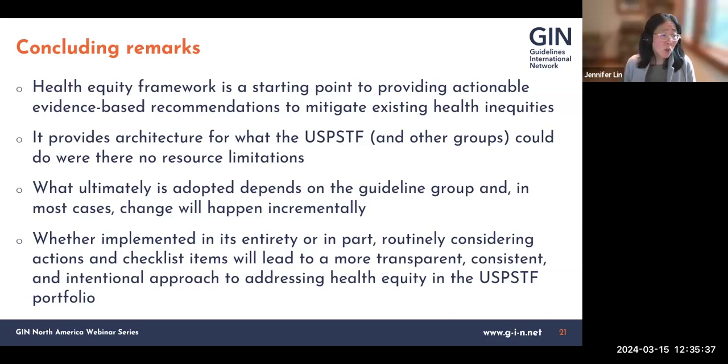So because we live in the real world, I think what gets adopted into a guideline group and by the task force really depends on a lot of other practical and external circumstances. But we believe that, rather than adopting this framework whole cloth, effective change can happen incrementally, and meaningful change can happen even if parts rather than the entirety are adopted by the task force or a guideline group. And we think that by doing this, it does lead to a more transparent and intentional approach to addressing health equity.